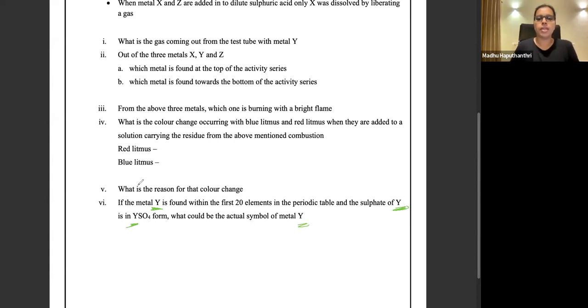If the metal Y is found within the first 20 elements in the periodic table, and the sulfate of Y is YSO4, what could be the actual symbol of metal Y? That is magnesium. Without any of this information, you can understand it's magnesium, because at the top I said it is not reacting with cold water, but with hot water it can react. That is a significant feature of magnesium. Right, we'll go to the next part.